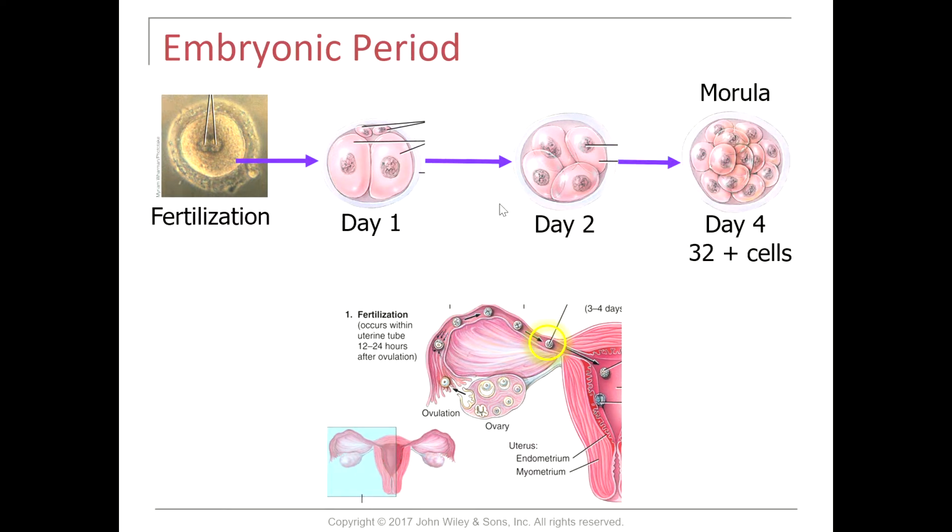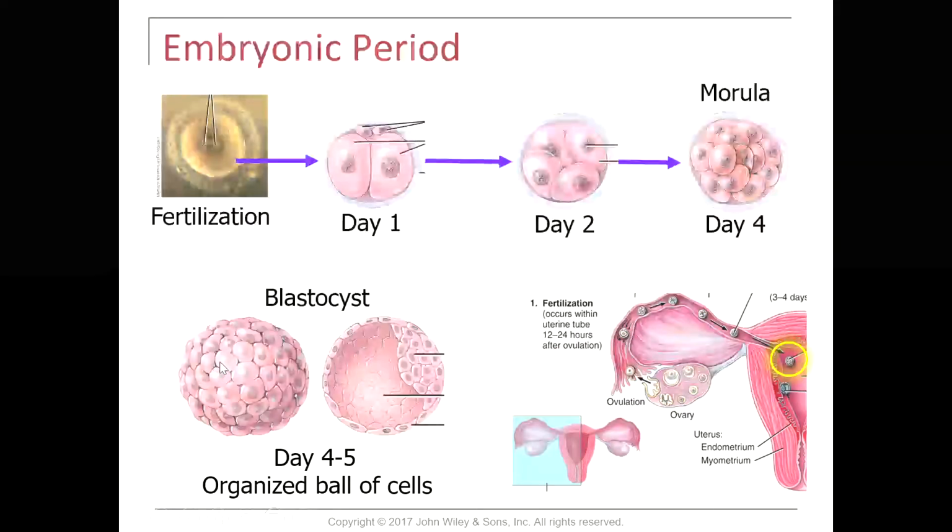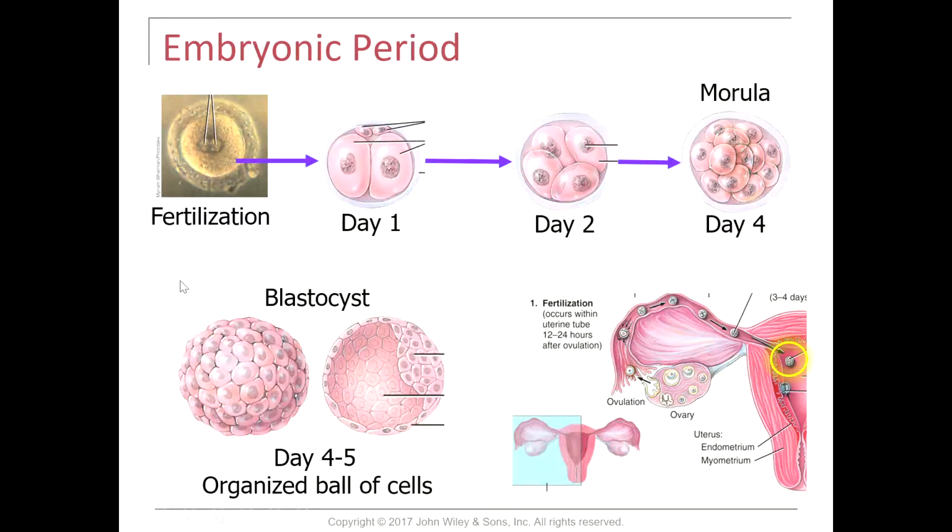At day 4, you get something called a morula. This is when it's like 32 plus cells. You can't really count the cells very easily anymore. It's just a solid mass of cells. It's just clumped. There's not seemingly any organization to it. Finally, it gets its act together, this clump of cells, and says, you know what? I want to be a ball of some sort. I like balls. Well, it became something called a blastocyst, because we're not going to call it a ball.